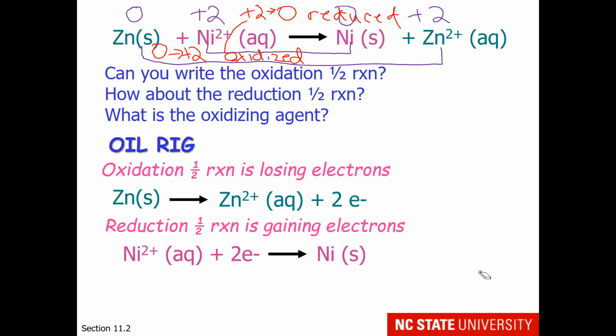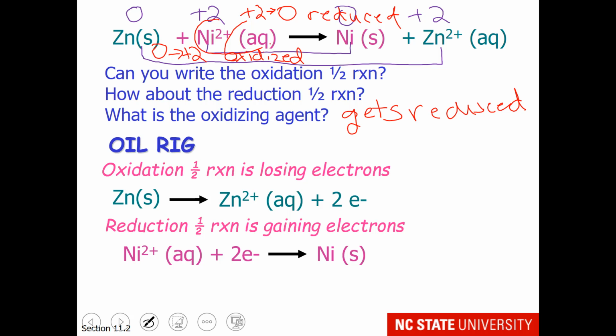Our last question is, what is the oxidizing agent? What do we need to remember about the oxidizing agent? It gets reduced. So looking at my notes here, I believe that is the nickel 2 plus. It got reduced, and the zinc was the material that was oxidized.